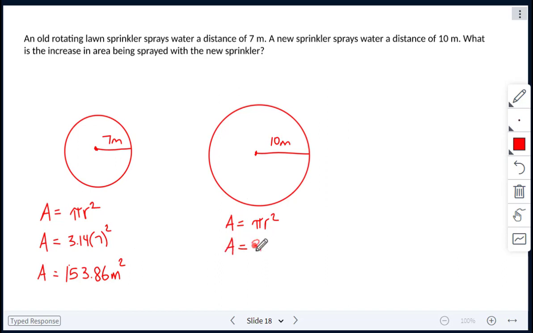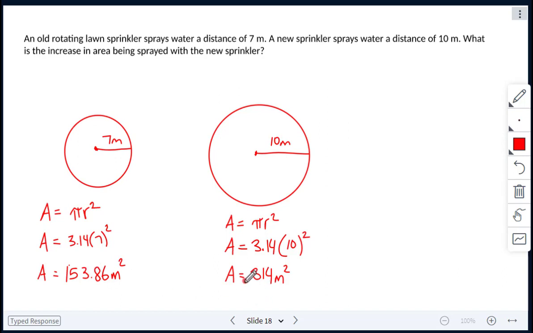All right, same thing here we're going to do for the new sprinkler. So area is 3.14, radius is 10 squared. That gives me the area of 314 meters squared.